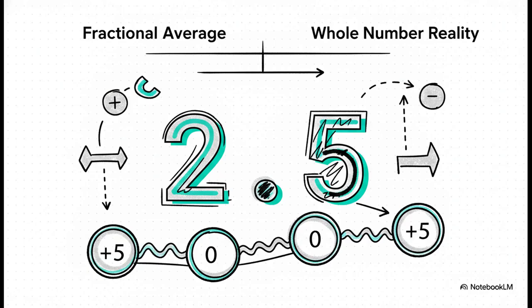Now, check out this number, 2.5. Sometimes our bookkeeping results in a fractional average net worth. For example, in the tetrathionate ion, the average oxidation number for sulfur calculates to exactly 2.5. My students always ask me, Professor, how on earth can an atom transfer half an electron? Well, actually, scratch that. It can't. The fractional number is totally an illusion of the average. Structurally, the 4 individual sulfur atoms have whole number states of +5, 0, 0, and +5. The reality of the electron economy is always in whole numbers.